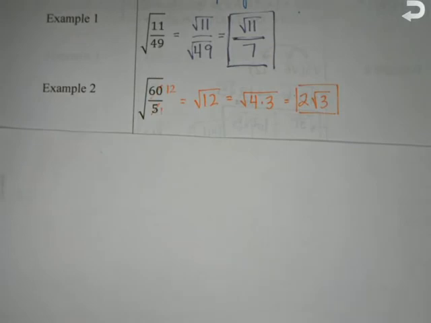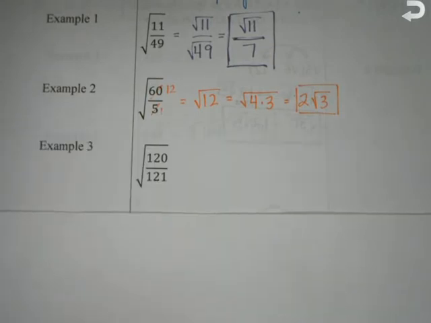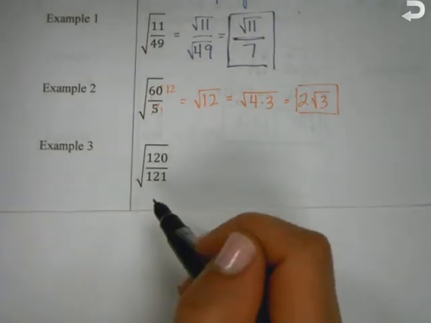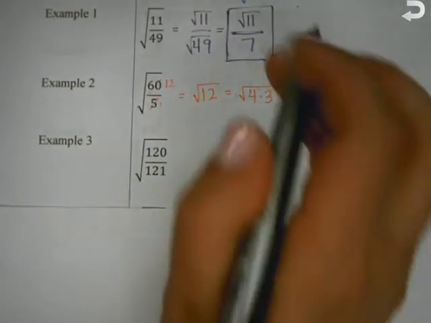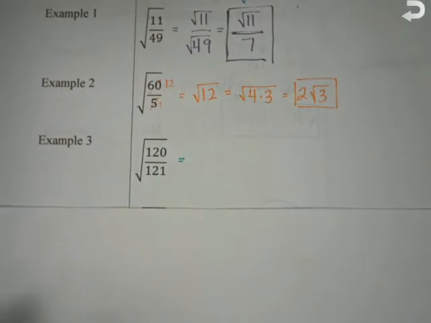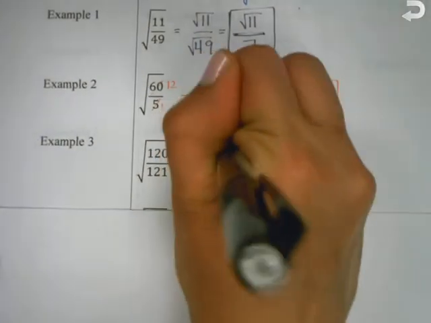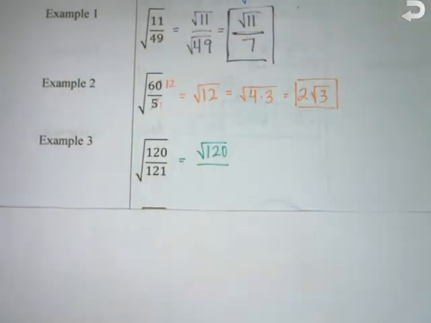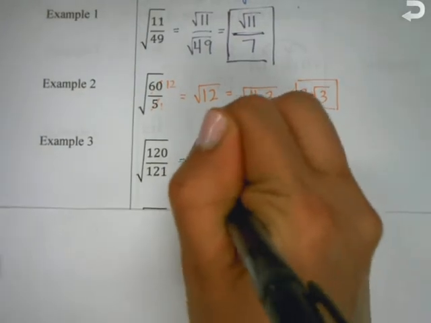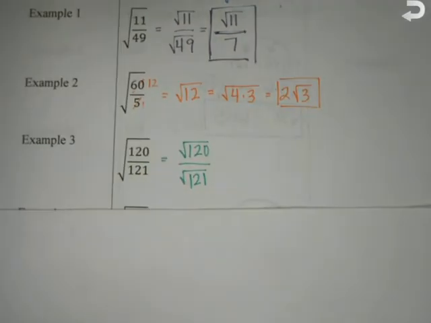Yeah. I want you to try example 3 by yourselves. See if you can do it. First of all, can I reduce 120 over 121? No. That doesn't reduce, right? So what's my next step? Break it up. So let's break it up. Square root of 120 over square root of 121. Who got that step so far? Everybody should have done that, right? Yeah. Okay.